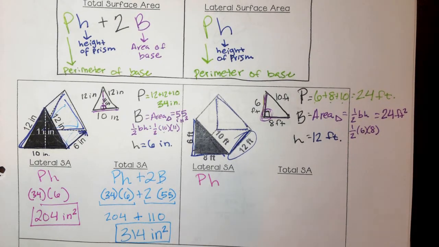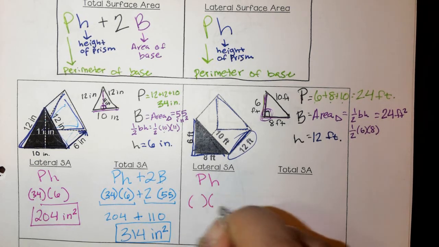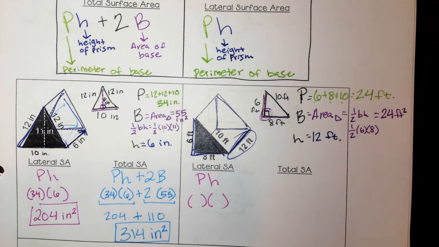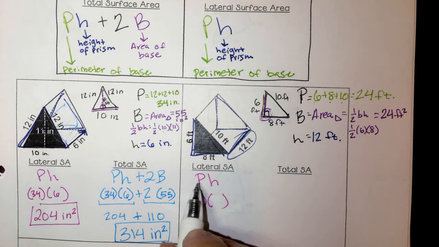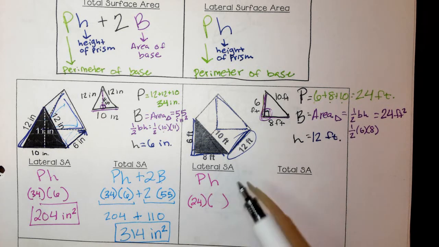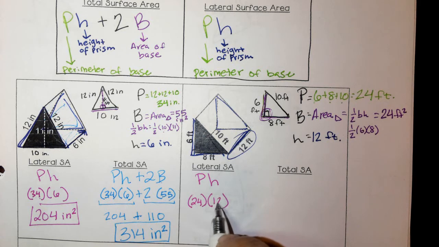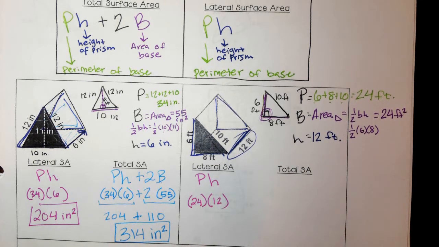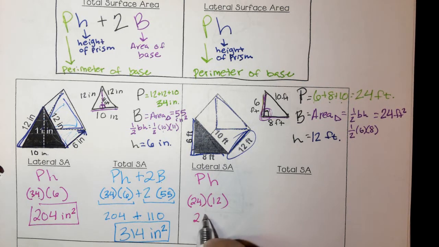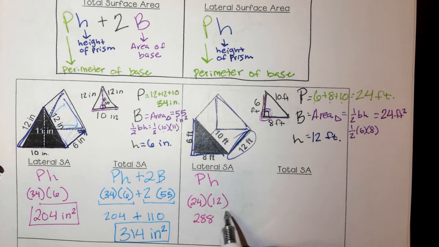Lateral surface area is capital P times H, the perimeter of the base times the height of the prism. I'm going to put a set of parentheses everywhere I see a variable. This bubble is in place of P, and P is 24. The perimeter of the base is 24. This bubble is in place of H, and the height of the prism is 12. Now I've got 24 times 12. My brain is not working tonight, so I am going to check my calculator. 24 times 12 is 288. And we're measuring this in feet, and because this is an area, this is feet squared.